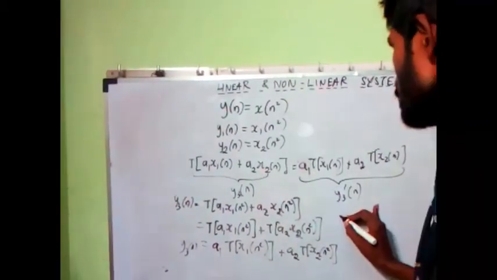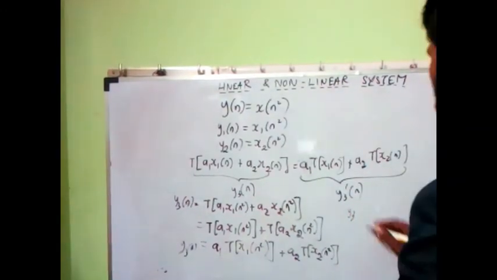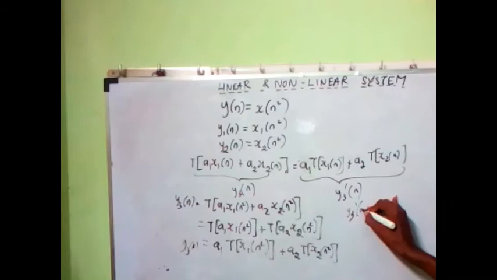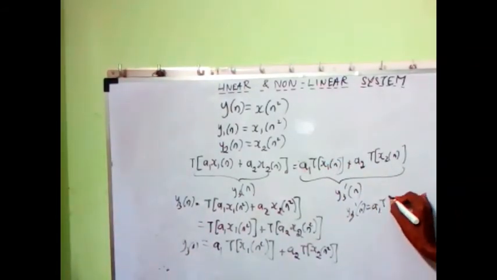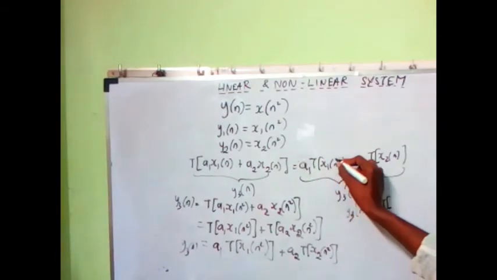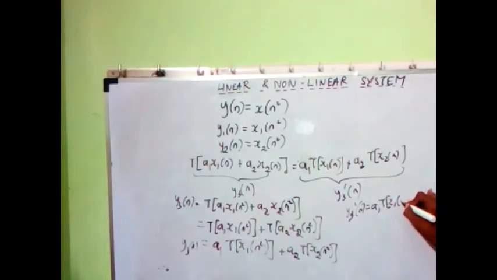Now we have to check y3 dash of n. Look here, y3 dash of n is equal to, applying the same thing, a1 into T of x1, where instead of n I have to replace n by n square, so x1 of n square, and I close this, plus a2 into T of x2 of n square.